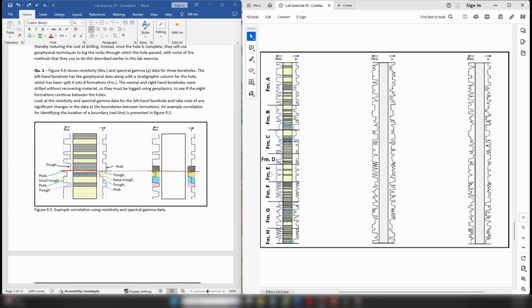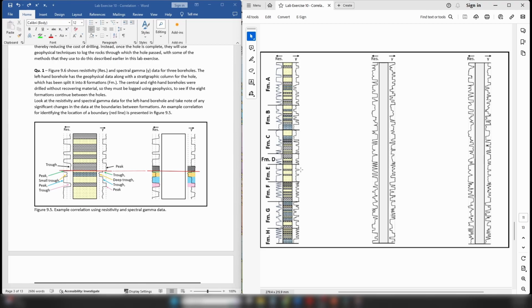The same thing here for formation E. You can see you have this very distinctive peak, trough, peak, spectrum here. And you can see it's going from essentially high resistivity to low, high, low, high. So once again, you can look for this same pattern.